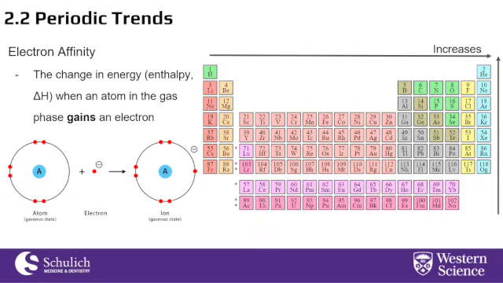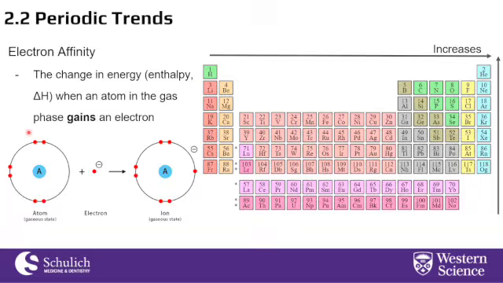The next trend is electron affinity, which is the change in enthalpy, delta H, or energy, when an atom in its gas phase gains an electron. We again also have first electron affinity, second electron affinity, just by adding in additional electrons. So in this photo, we're showing the first electron affinity, but we can add in a second electron to produce the second electron affinity.